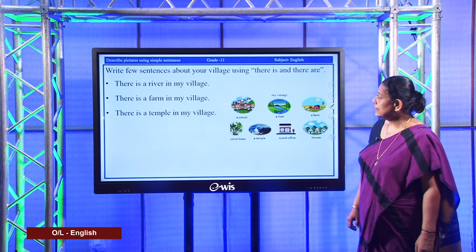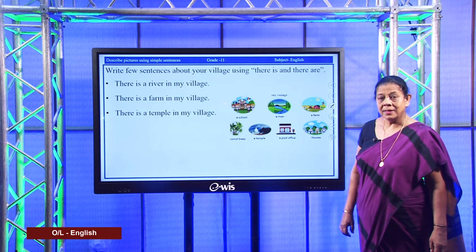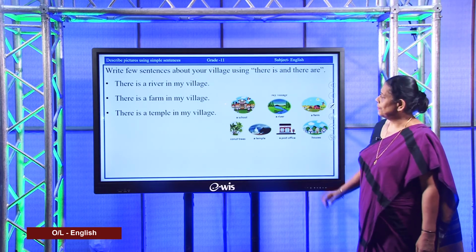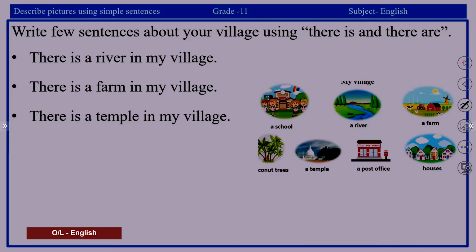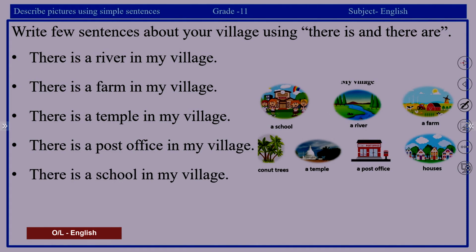What else? A temple. There is a temple in my village. Yes, there is a post office in my village. School, a school. There is a school in my village.